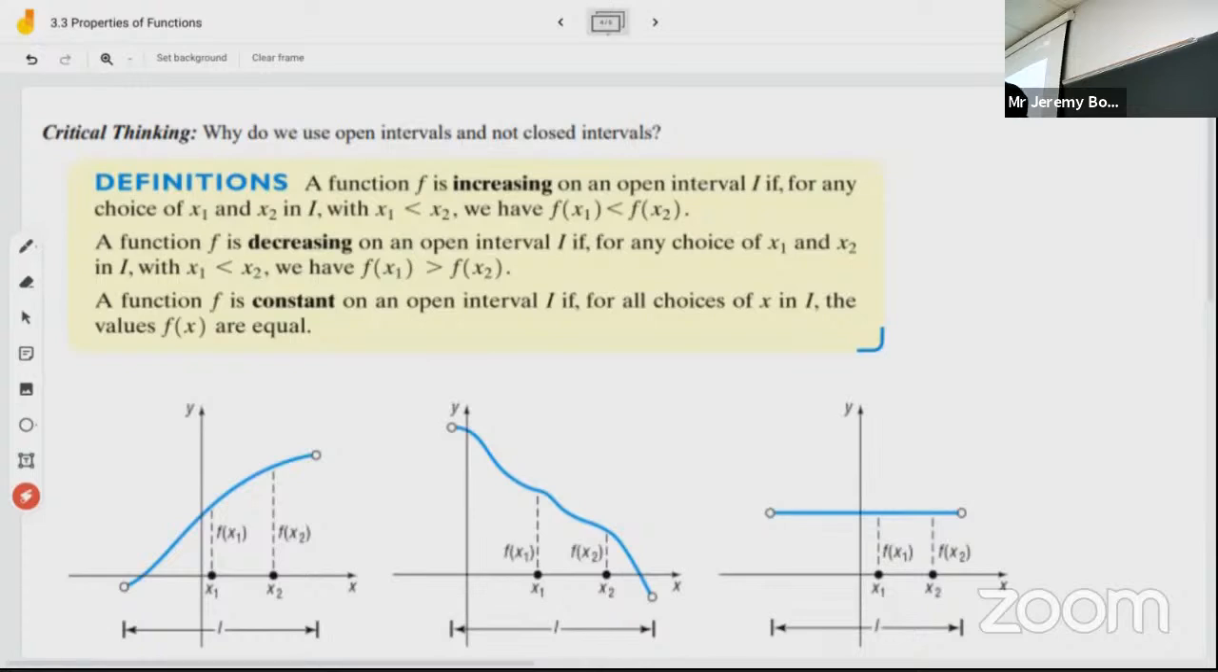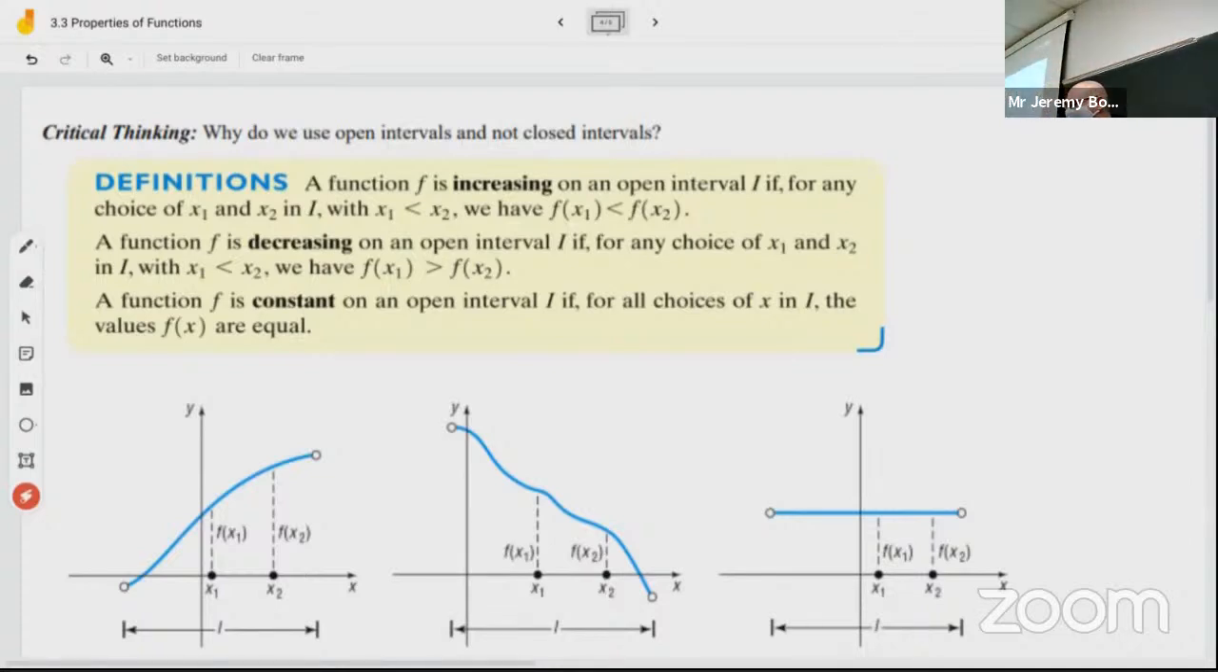If it's decreasing on an open interval I, and for any choice of x values, x1, x2 in that interval, where x1 is less than x2, then their y values, f of x1 is going to be greater than f of x2. So the same thing, we're selecting x1 and x2 such that x1 is less than x2, then its y value should be greater than this y value because it should be decreasing as we go along. And it should be that way for any x values you choose.